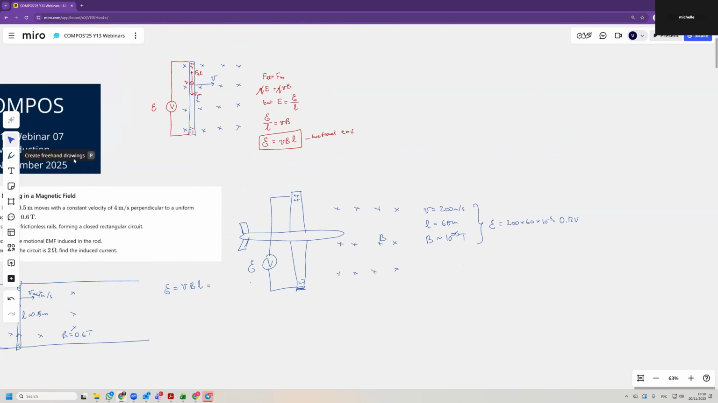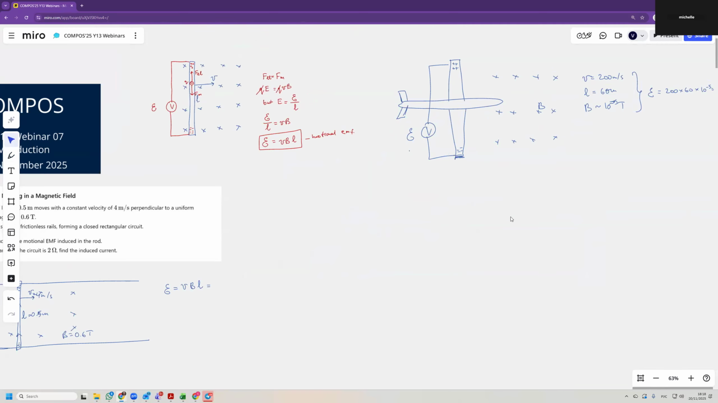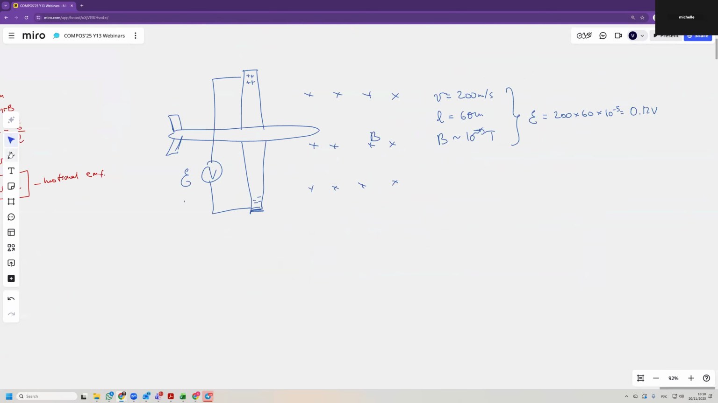Let's move on, because this is an example. Airplane. Is it aeroplane or aero? What's the proper spelling? Aeroplane flying in Earth's magnetic field.